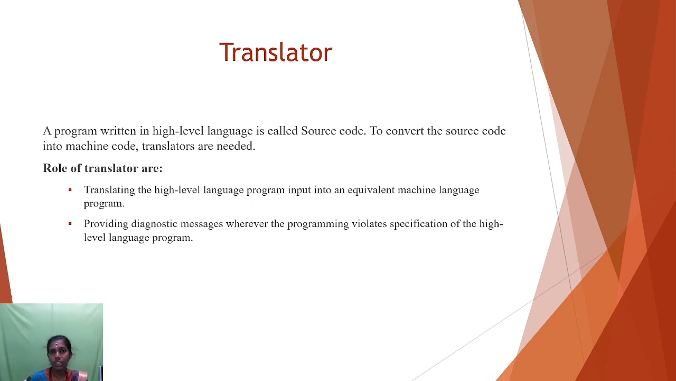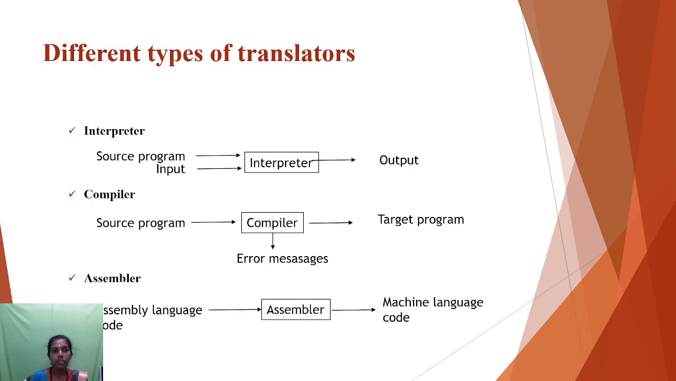So why are we converting the high-level programming language into machine language? The computer system or machine should understand the machine language only. So we should convert the high-level language into machine language. Here we have three types of translator: the first one, interpreter, and compiler, and assembler.